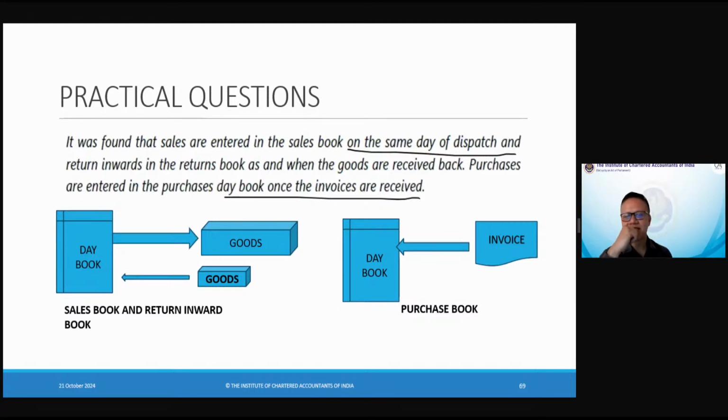Coming back to the next sentence, purchases. Purchases are entered in the purchase day book once the invoices are received. That means once the invoice is received, then it is recorded in the day book. So I would ask the class, what is the difference between the recording in the purchase day book and the sales day book in this question? What is the prime difference you are finding? What is happening? Can anybody say in the class? You can give it a thought and say what is happening here.